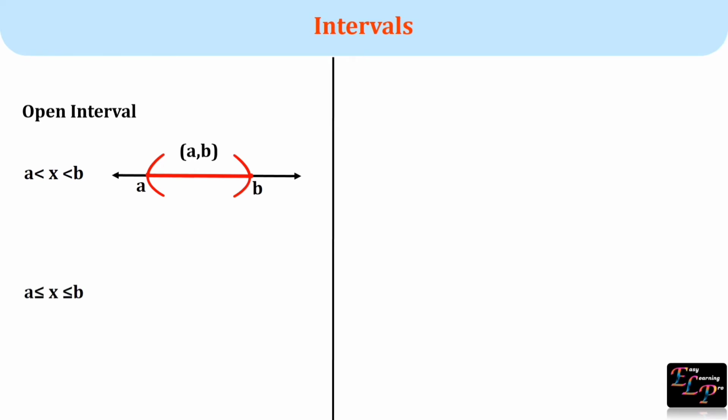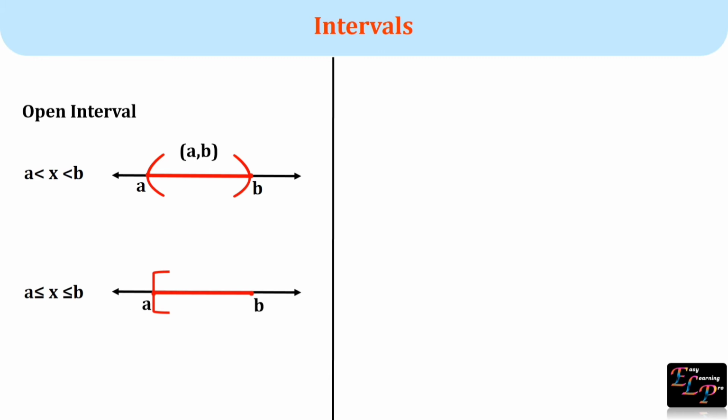Consider the condition x is greater than or equal to a and less than or equal to b. So we have 2 points, a and b, and x is between a and b. Since x is greater than or equal to a, that means a must be included, so we represent it with square braces.